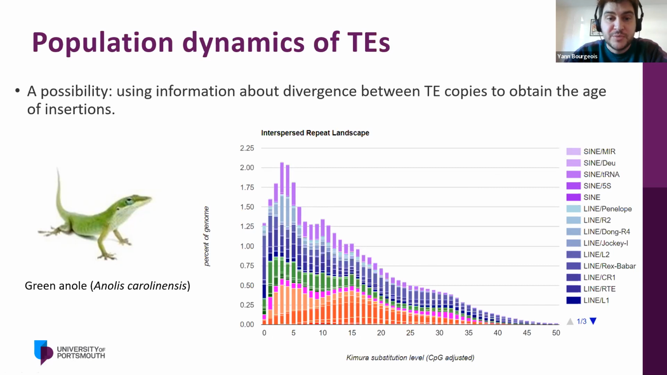So when you see a lot of elements that do not display any strong divergence from the consensus, it suggests that those elements amplified recently, transposed recently. And when you have a lot of elements that are very divergent from the consensus, it suggests that they are much older. So it gives you an idea of the activity of different types of transposons over time. This is something we could possibly include, for example, in models when we are trying to estimate how TE age could impact the shape of the frequency spectrum.